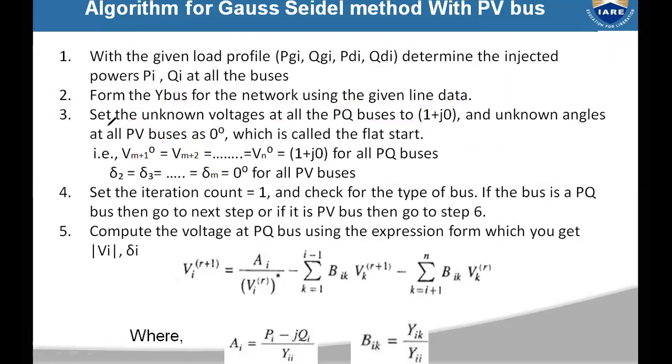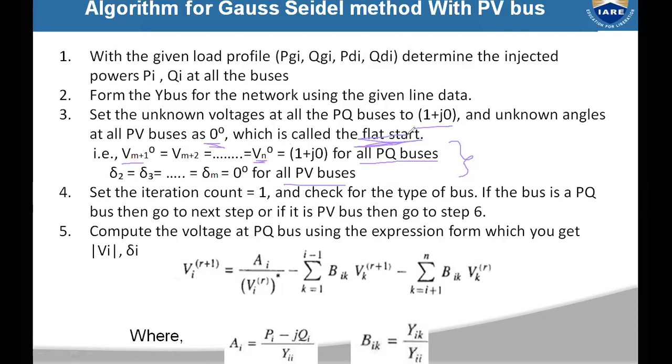During any iterative technique, first you have to set some values for unknown variables. At PQ buses, voltages are set to 1 plus J0, and at PV buses, angles are set to 0 degrees, like this. As I said before, all PQ buses are from M plus 1 to N. So from V(m+1) at 0 initially, it is set to 1 plus J0 up to Vn(0). Then the angles at all the PV buses, delta 2, delta 3 up to delta M, are set to 0 degrees. So this is called the flat start.